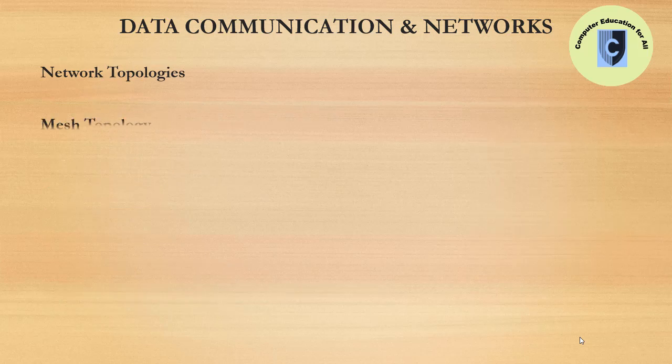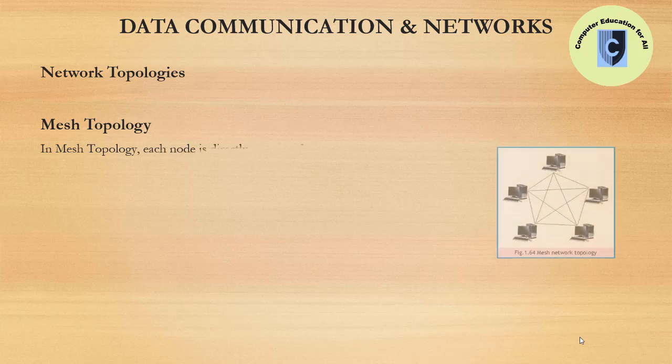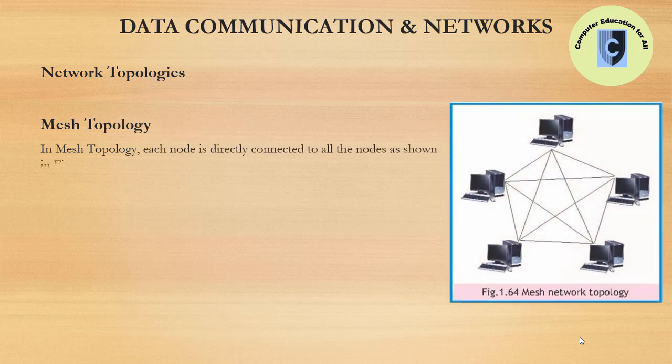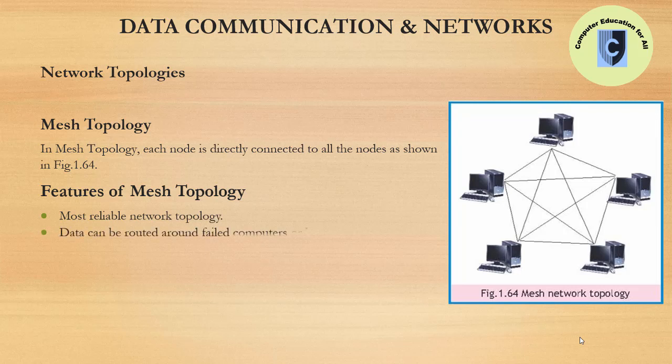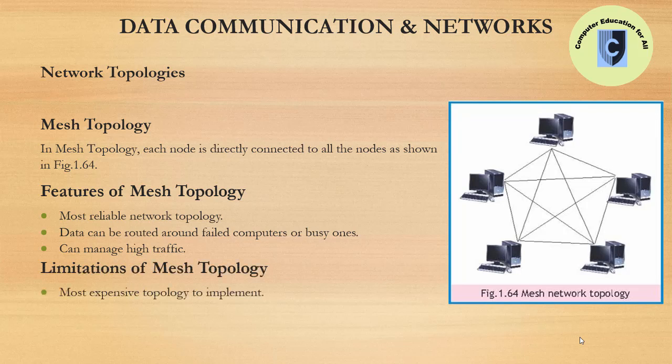Mesh topology. In mesh topology, each node is directly connected to all the nodes, as shown in Fig. 1.64. Features of mesh topology. Most reliable network topology. Data can be routed around failed computers or busy ones. Can manage high traffic. Limitations of mesh topology. Most expensive topology to implement. Setup and maintenance is very difficult.